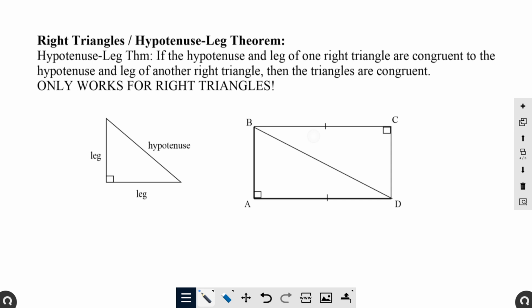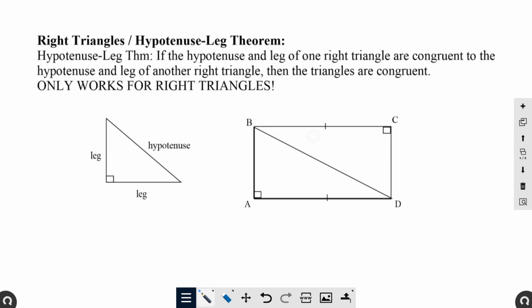So HL is our last congruence triangle piece that we have. It only works for right triangles. So let's just review right triangles a little bit. How do we know something's a right triangle? It's got a right angle, right? Okay, so it's got the little box for the right angle. Right triangles have two legs, and then a hypotenuse. The hypotenuse is always the longest side, and it's always across from the right angle. The parts that make the right angle are called the legs. The part across from the right angle is your hypotenuse.